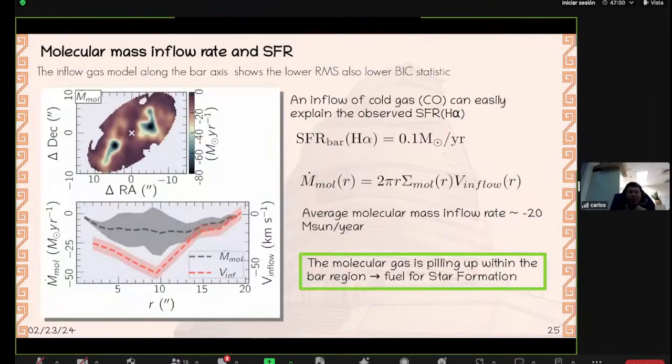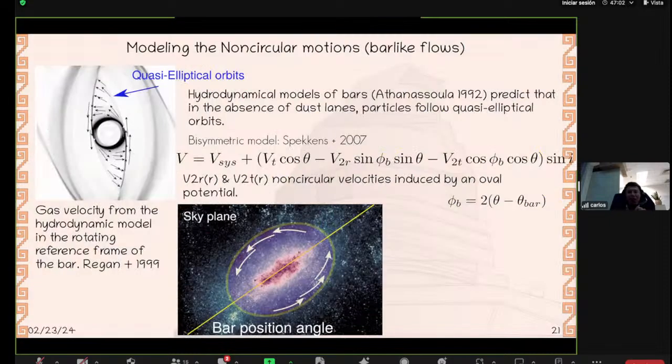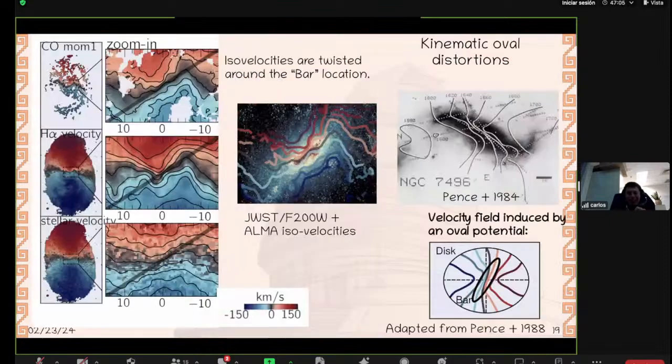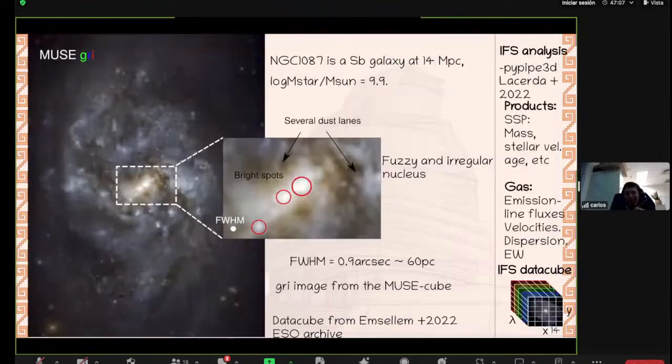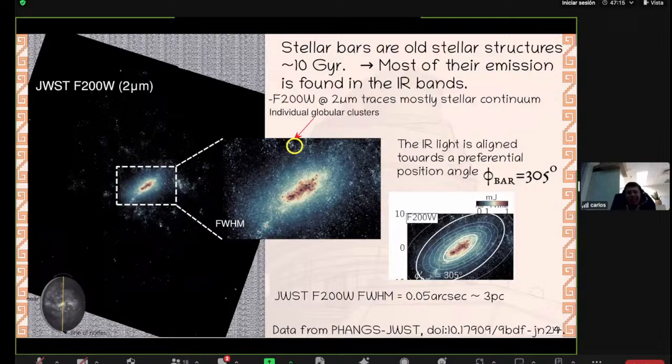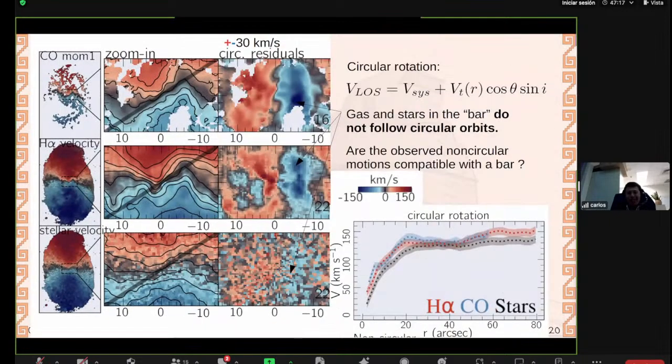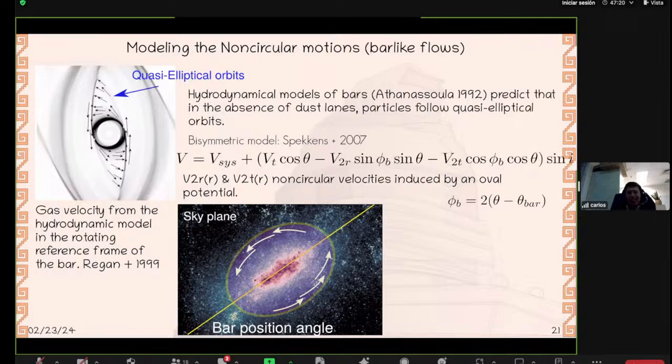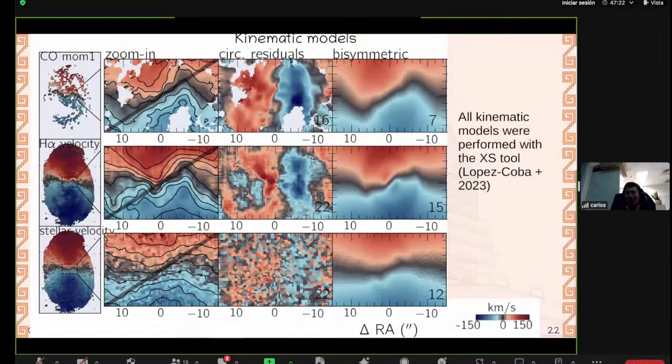So even though the optical continuum image does not exhibit a clear stellar bar, the kinematics show that there is something there. And in particular, such distortion observed in the molecular, ionized gas and stellar velocity are compatible simultaneously with a bisymmetric model and an inflowing model. So which is the most dominant?